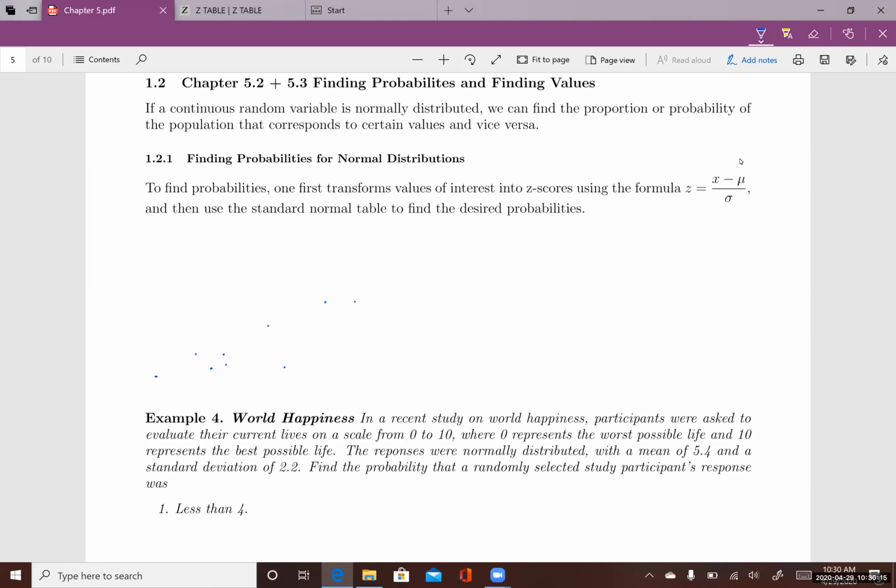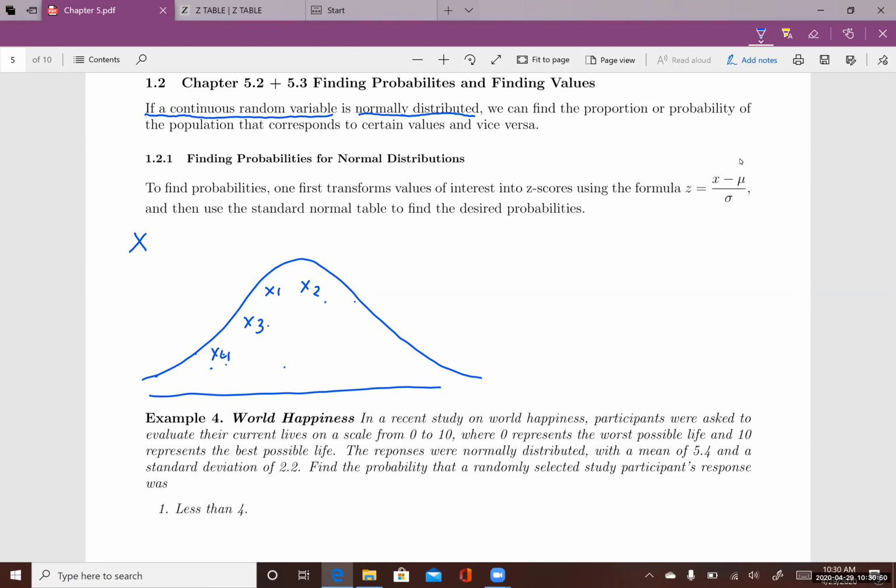This lecture continues the work on normal distributions. As we know, if you have a continuous random variable, and if that variable is normally distributed, let's say x is a continuous random variable, then the distribution of this random variable can be illustrated using a bell-shaped curve. In this bell-shaped curve, you have observations of random responses of this variable.